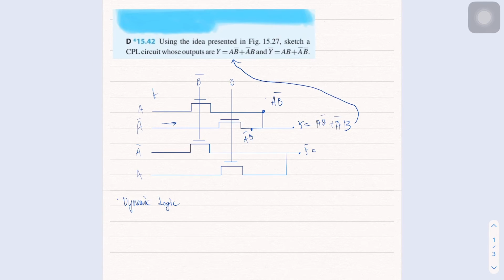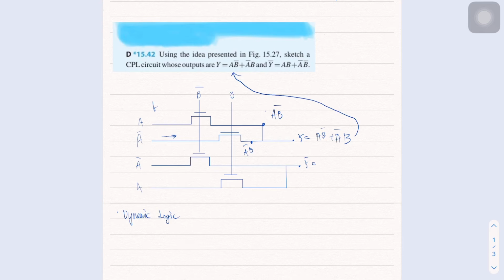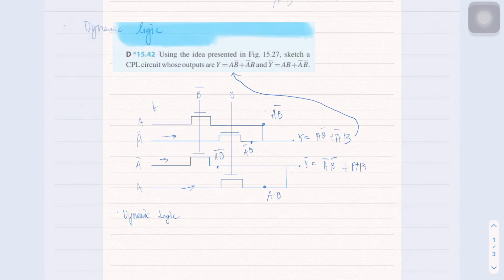And for the second one, for the third row, we have A prime going into B prime. So at this point, we have A prime B prime. And for the last row, we have A going into here. So at this point, we have AB. Therefore, Y prime is equal to A prime B prime plus AB.